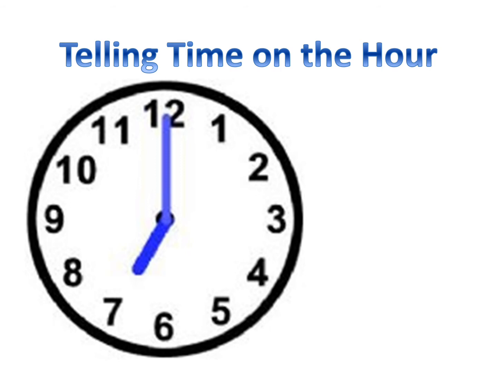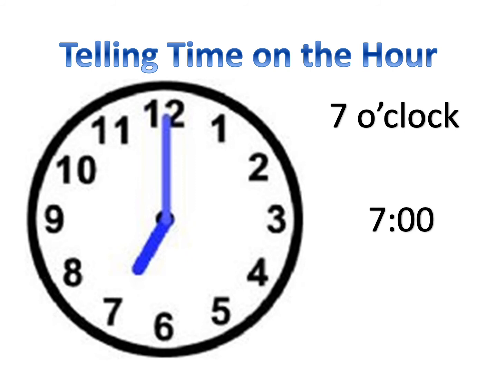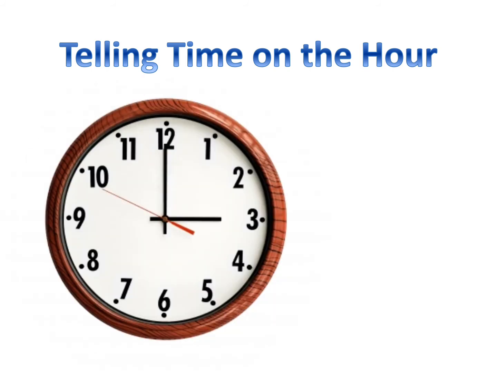Look at this one, boys and girls. Do you know what time it is? The hour hand, that's the little one, is pointing to the 7. And the minute hand, that's the long one, is pointing straight up to the 12. What time is it? 7 o'clock. Do you remember the other way to write 7 o'clock? Very good. Those two little dots, boys and girls, between the 7 and the 0 is called a colon, those two little dots. What time is it now, boys and girls?